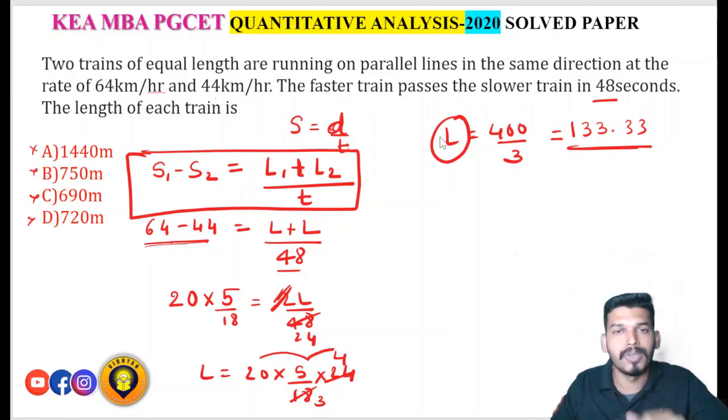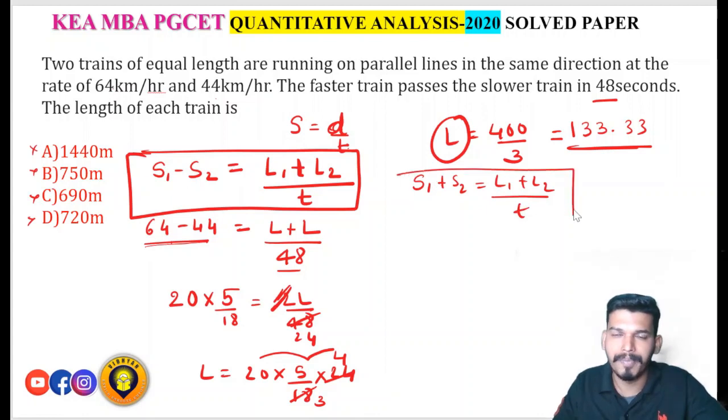If they go in the same direction, it is s1 minus s2, and if they come in the opposite direction, it is s1 plus s2 is equal to l1 plus l2 divided by t. This is called relative speed.